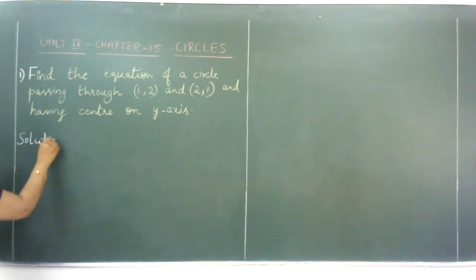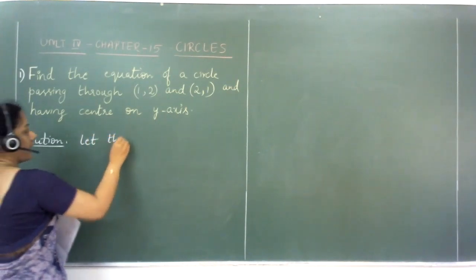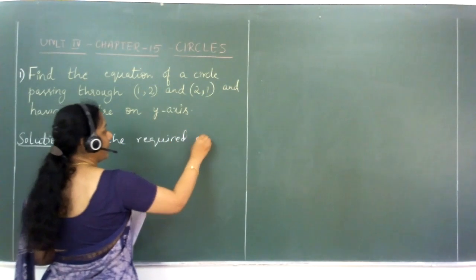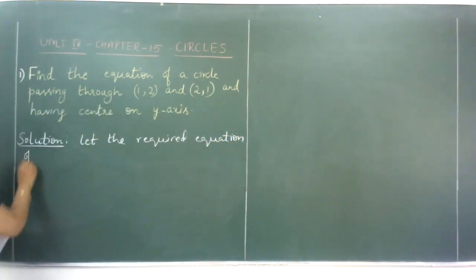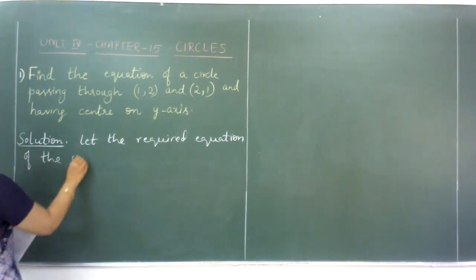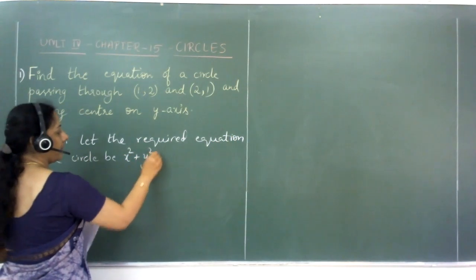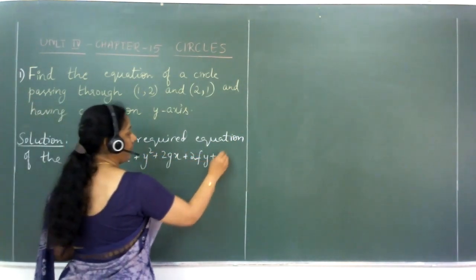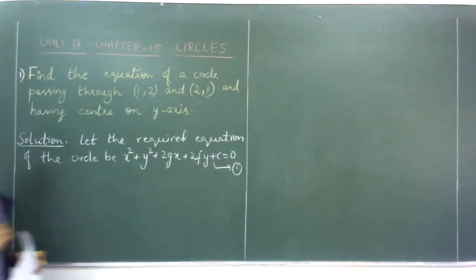Solution to the above question. First of all, let the required equation of the circle be assumed in the form x squared plus y squared plus 2gx plus 2fy plus c is equal to 0. For our quick reference, we shall number this as equation 1.